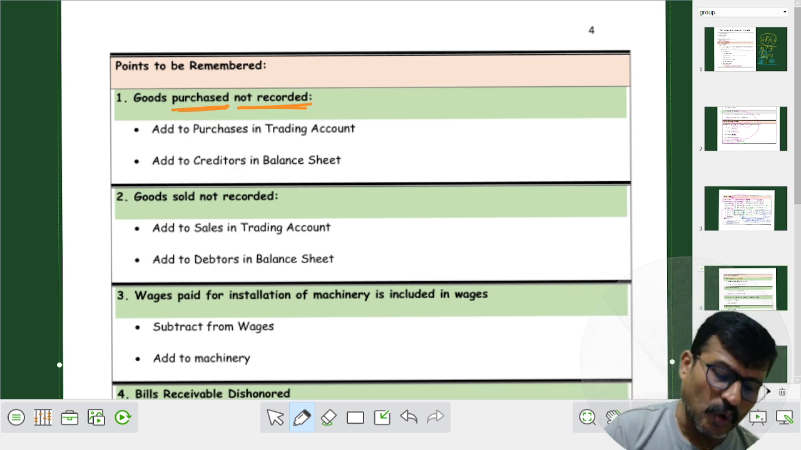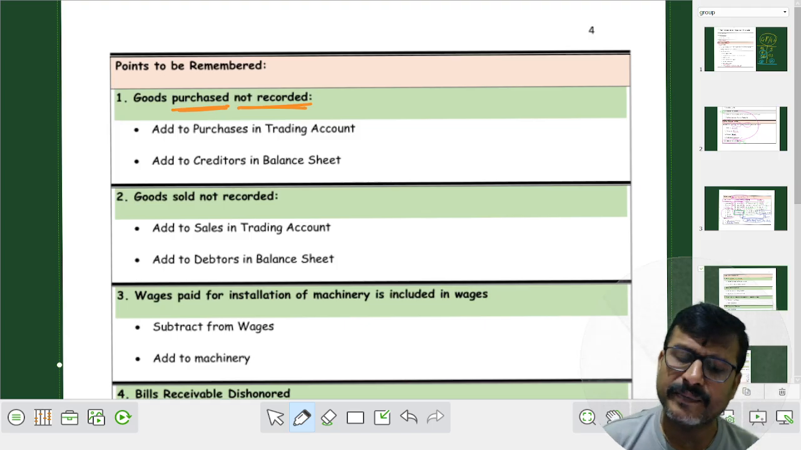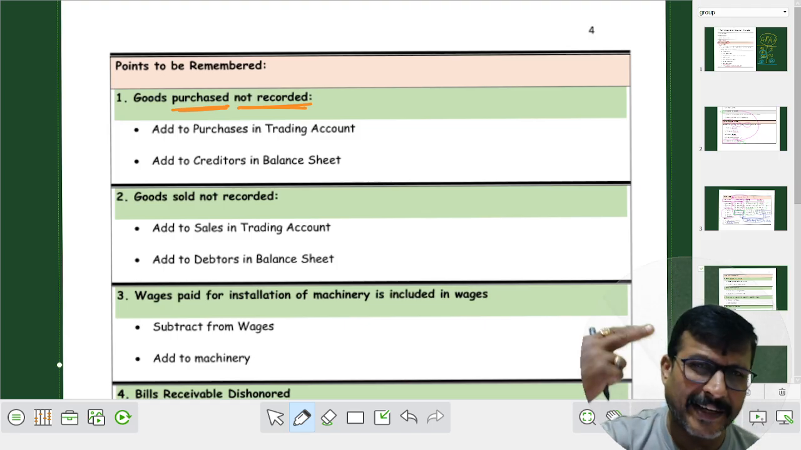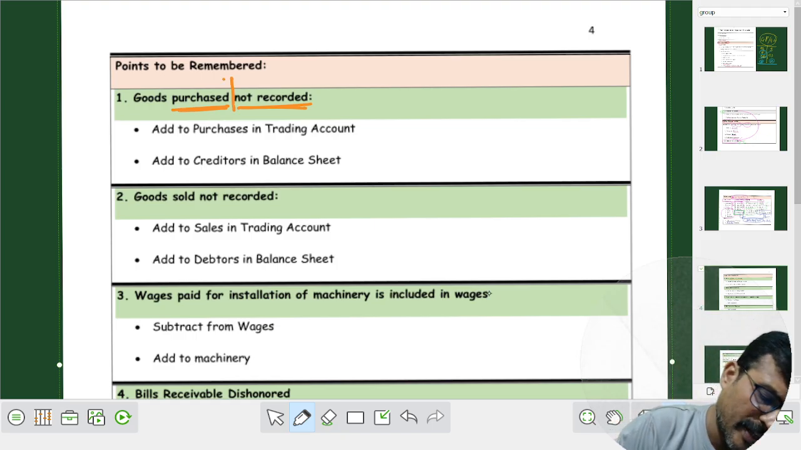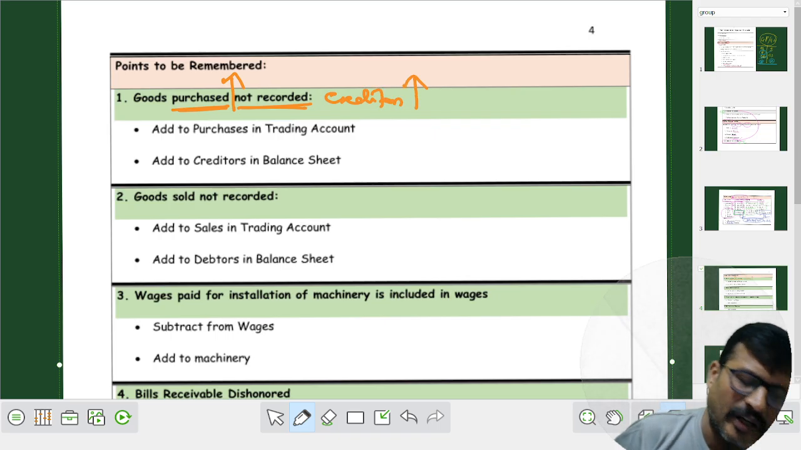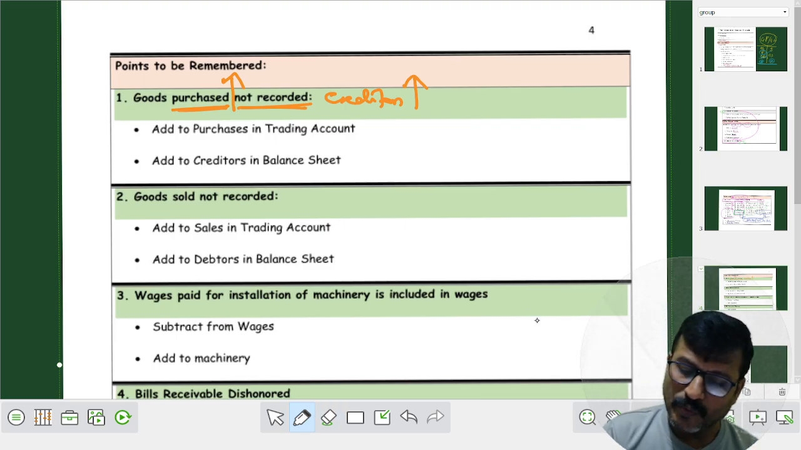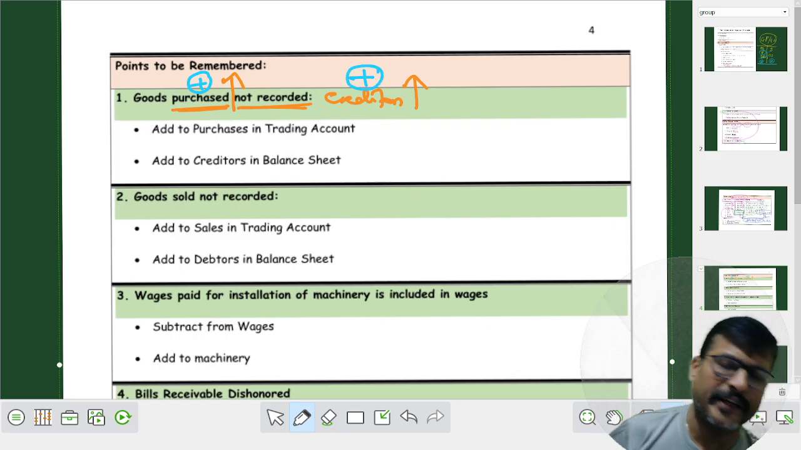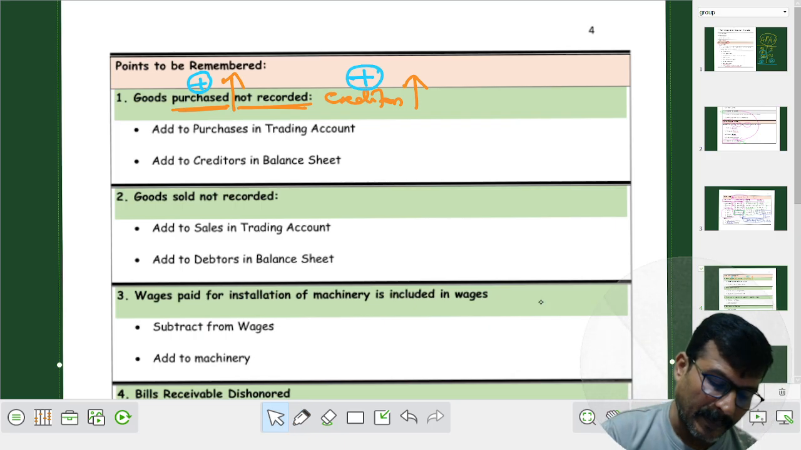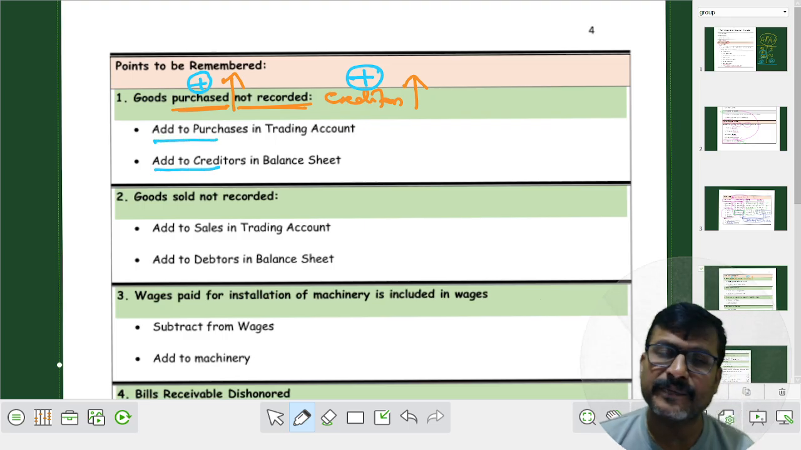Okay. Now, goods purchased but not recorded. This belongs to our rectification of errors chapter, right? Goods purchased means what? Purchases increased. Simultaneously, when you purchased, obviously your creditors will increase. Now what to do? We have to add to the purchases, we have to add to the creditors. See, add to the purchases, add to the creditors.